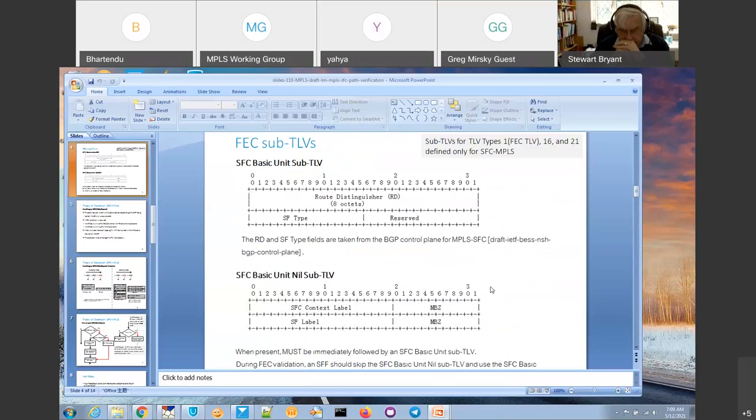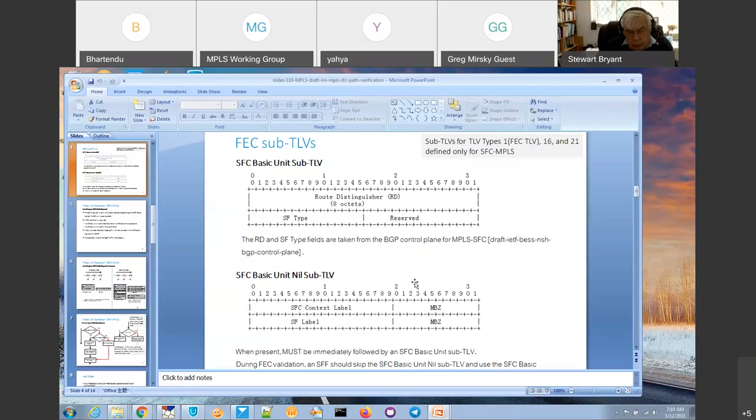SFC basic unit, introduced in RFC 8595, emulates or simulates the NSH, network service header, so that it includes the SFF label and SF label. Its interpretation works somewhat differently, whether it's label swapping or label stacking.